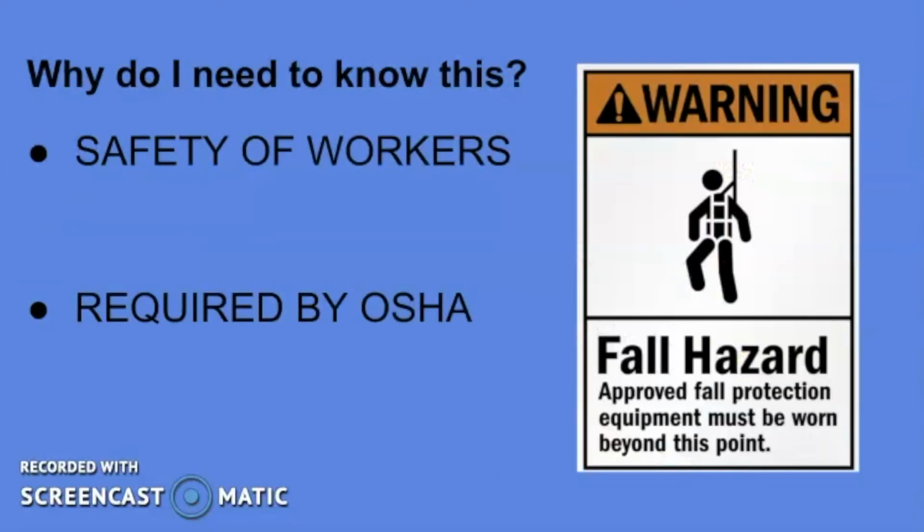And so you may ask, why do I need to know this? Well, fall hazard, approved fall protection equipment must be worn beyond this point. That is what is mostly on every single oil rig or even plant system over this whole industry, because this is what is keeping our workers safe. And if you do not have one of these harnesses, your life could be taken, and you could have prevented it with this tiny little harness that you could have worn.